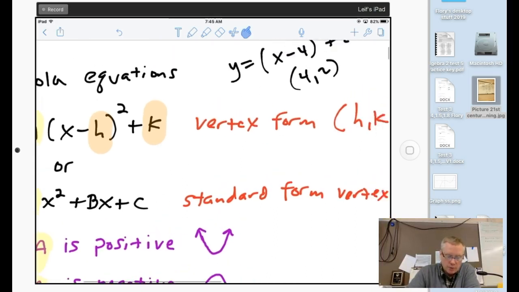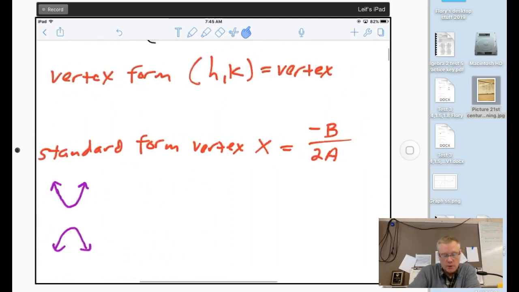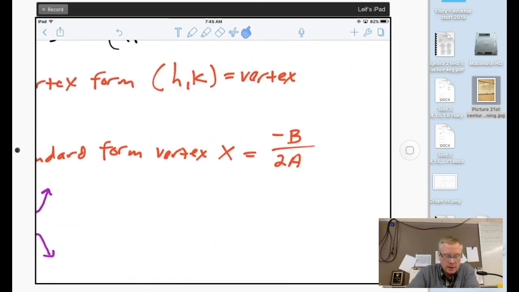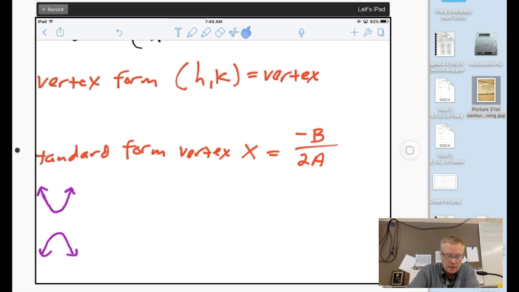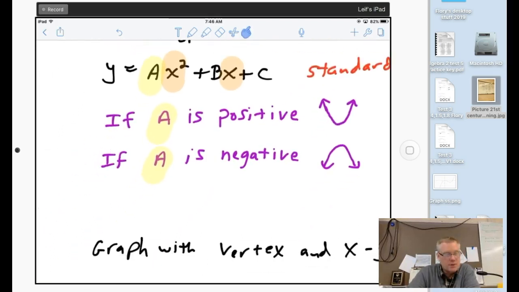In standard form, it's a little harder to find the vertex, but there's a formula: x equals negative b over 2a. You plug in b and a and simplify to get the x coordinate, and then find the y coordinate. Say I got x equals 2 once I simplified. I'd plug the 2 in for all the x's in the equation and then find out what the y coordinate is. That's the basics on parabolas.